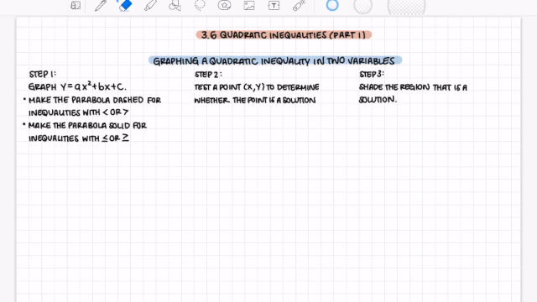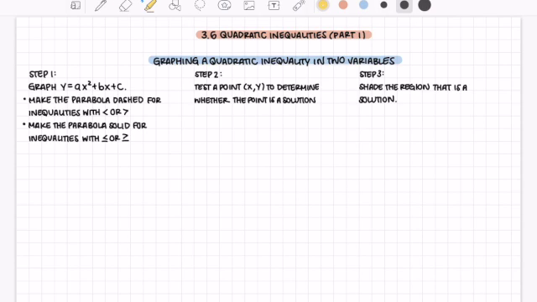Hi guys, so today we're going to be looking at 3.6 Quadratic Inequalities Part 1. So let's start off with graphing a quadratic inequality in two variables. We're going to have three different steps involved.